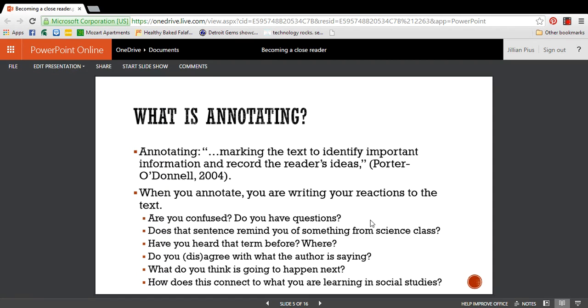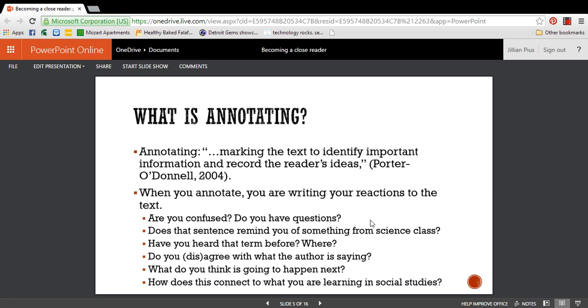What is annotating? Annotating is usually the evidence of a close reading. So the official definition I have here is marking the text to identify important information and record the reader's ideas. When you annotate, you're writing down your reactions to the text. So when you're reading a novel or when you're reading an article, do you ever think to yourself, oh, that's really interesting, or that makes absolutely no sense to me, or I should look this up later? So those things that are going through your head as you're reading, that's what you're writing down.